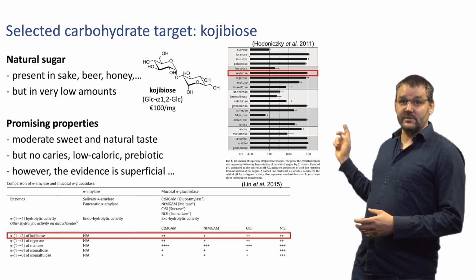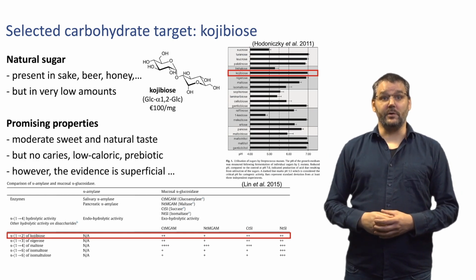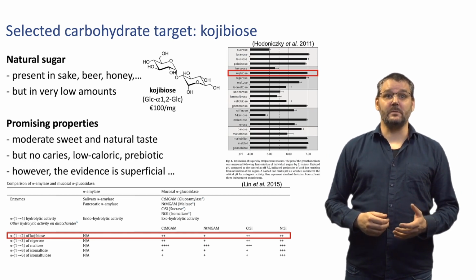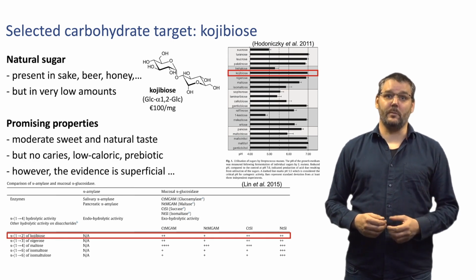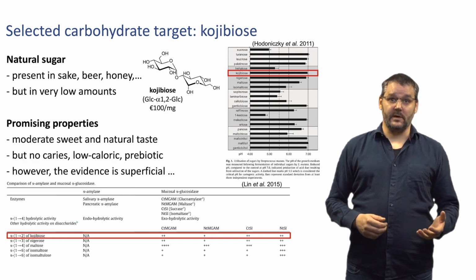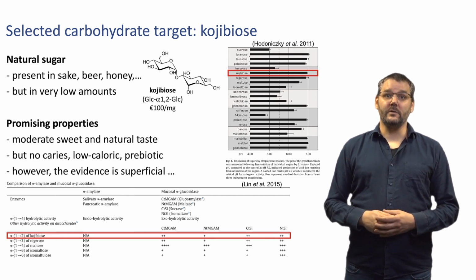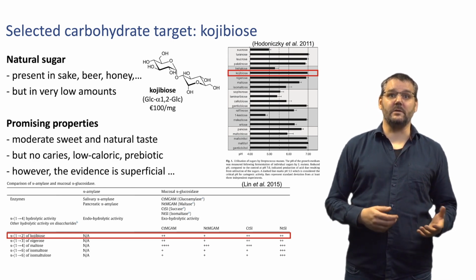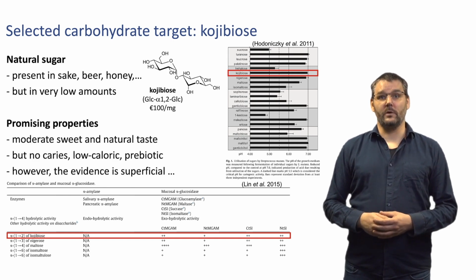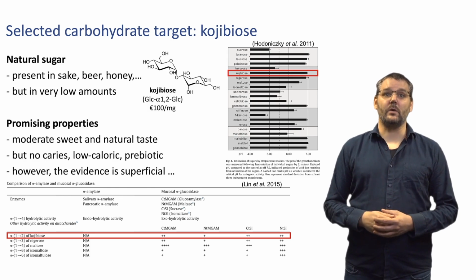Nonetheless, earlier research had already indicated that it could be an interesting sugar to produce since it displays promising properties like not cariogenic, meaning that it does not promote tooth decay, it is lower in calories, and it is potentially prebiotic. However, this evidence is still superficial, mainly due to the fact that further research is limited due to the low availability of Kojibiose. Therefore, we aimed at producing this interesting rare sugar at large scale using biocatalysis.